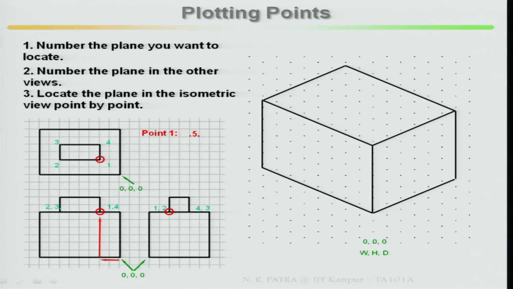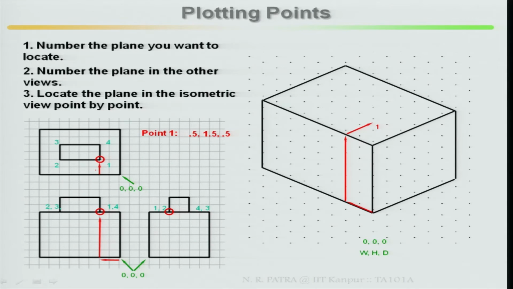Then in the height direction, what is the measurement? In the height direction, it is about 1.5. The distance from here to here is 1.5, and here to here is 0.5. Similarly, the depth direction you can see from your top view. This comes out to be 0.5. Now the point 1 coordinates are 0.5, 1.5 and 0.5. Locate your point 1 as we have measured here: 0.5, 1.5, 0.5.